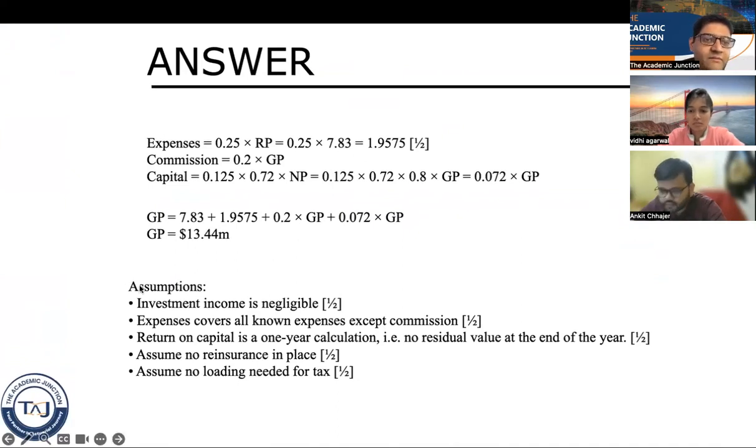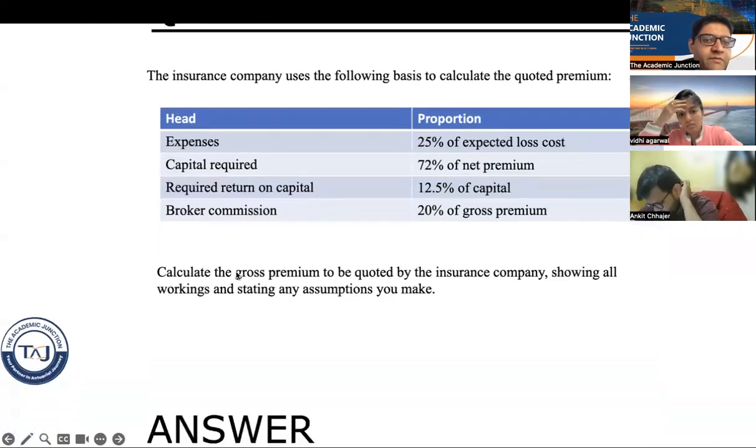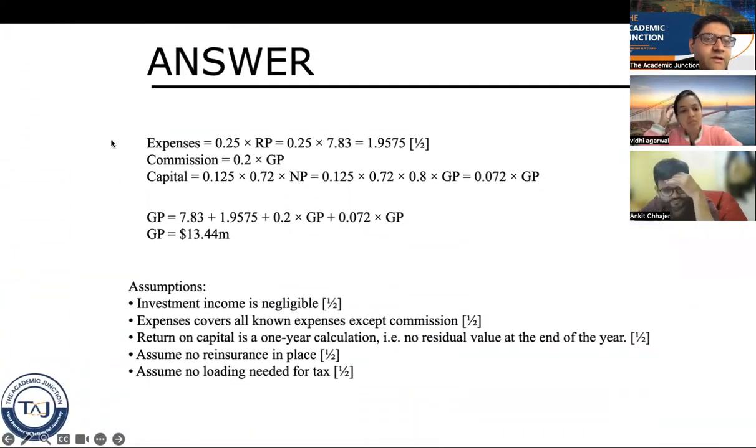And then capital requirement: they've mentioned two things here. One is 12.5% required return on capital, and capital required should be 72% of net premium. So your capital requirement is 0.125 into 0.72 into net premium, which is 0.8 into GP, which gets you to 7.2% of GP. Then you calculate GP using the straightforward equation, which comes to 13.24 million.